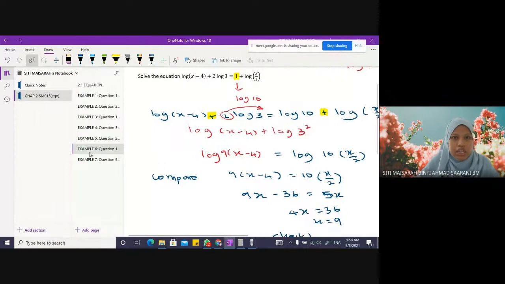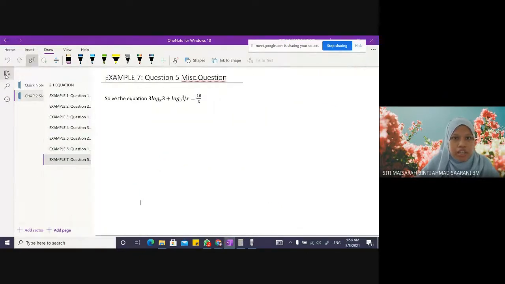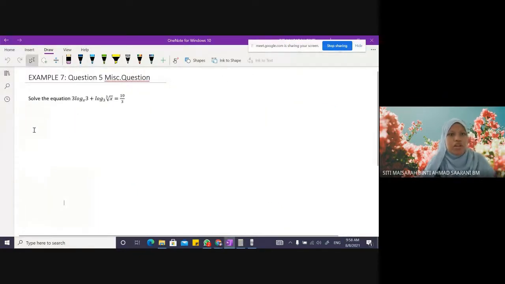Now lastly, let's see question 5, a miscellaneous question. This one, the base is not the same. The base of the log is not the same. Okay, so the question there is: solve the equation 3 log base x of 3 plus log base 3 of cube root of x equals 10/3. Okay, this is question 5, the next question.